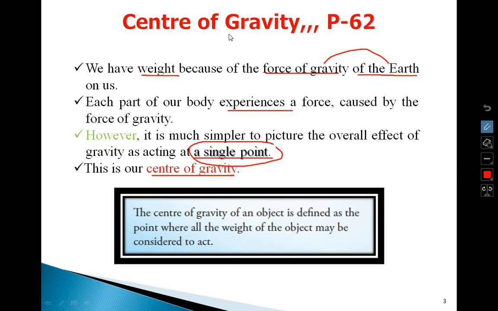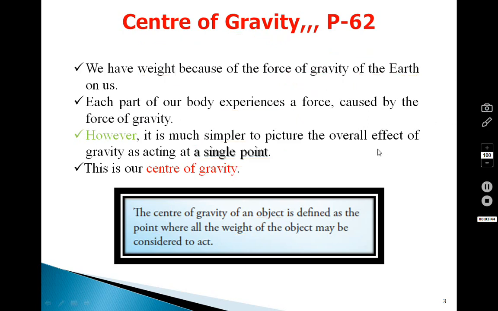So what's the definition of the center of gravity? The center of gravity of any object is defined as the point where all the weight of the object may be considered to act. So the conclusion of this slide is that there is a weight because of gravity.